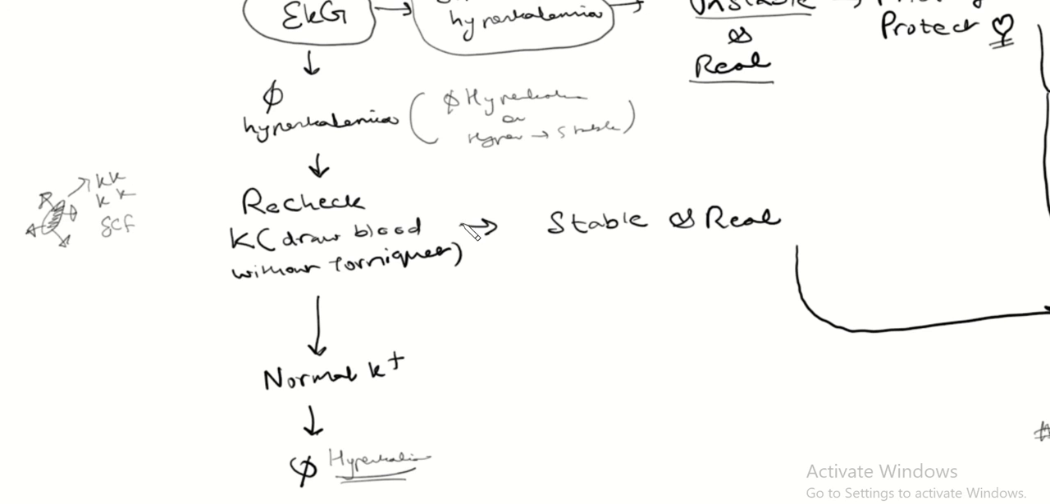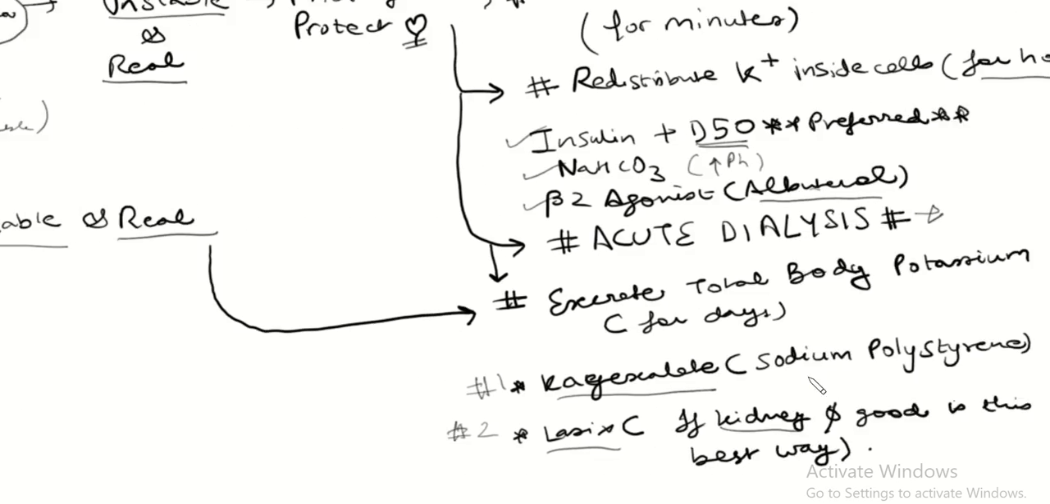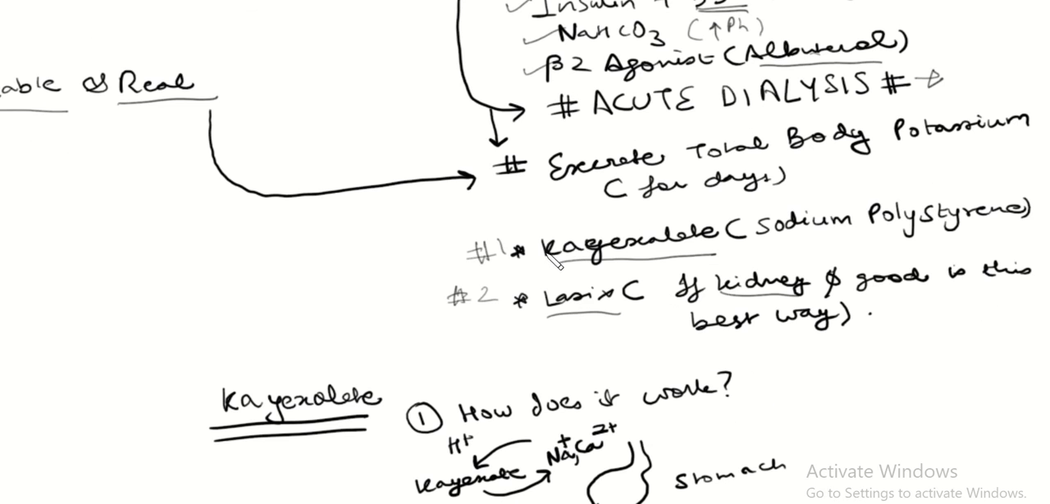There may be another option, which is that you do see a hyperkalemia. That means the hyperkalemia is for real, but it's stable. When things are stable, it's not emergent. Then we have some time, and we need to excrete the total body potassium. And we have days. And guess how we do it? It's exactly the same two ways, which is Kayexalate and/or Lasix.